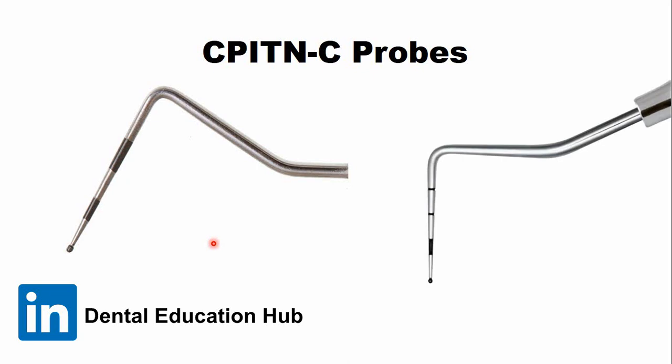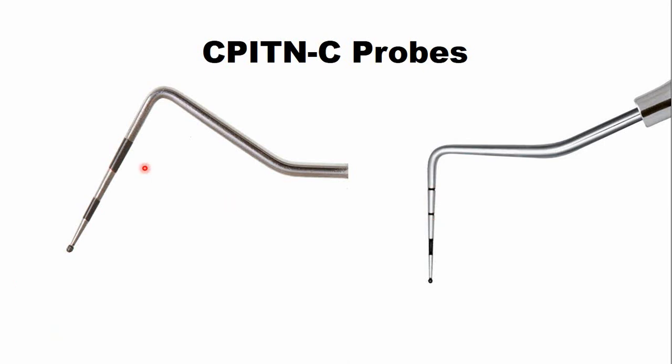This probe is also a CPITN-C probe, in which instead of a second black band, there are two black rings. Both of the probes are CPITN-C probes, but the only difference is instead of a complete second black band, there are two black rings. There are two black rings at the beginning and at the end of the second black band.